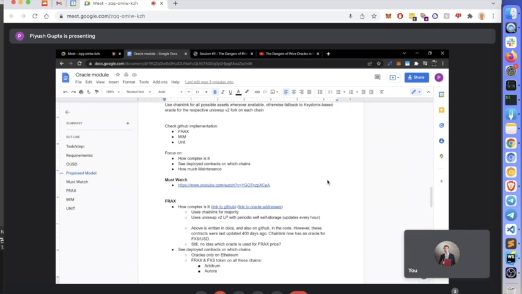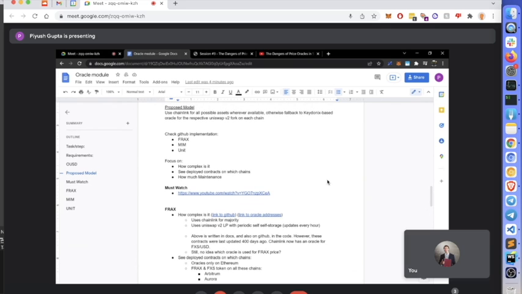Okay, so right now we'll just go through a few popular protocols and look at how they've implemented their oracles and see if we can take inspiration from them.